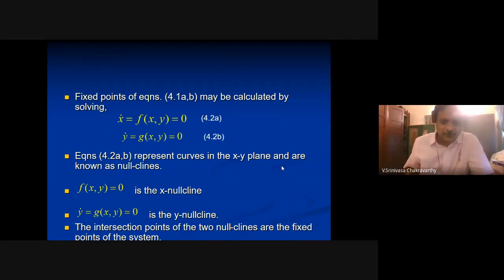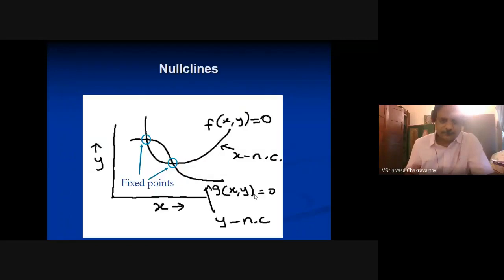Now, the plot of f of x,y equal to 0 is called the x null plane, and the plot of g of x,y equal to 0 is called the y null plane. Cline is some kind of a line. Null is 0, so it's a line where x dot becomes 0.